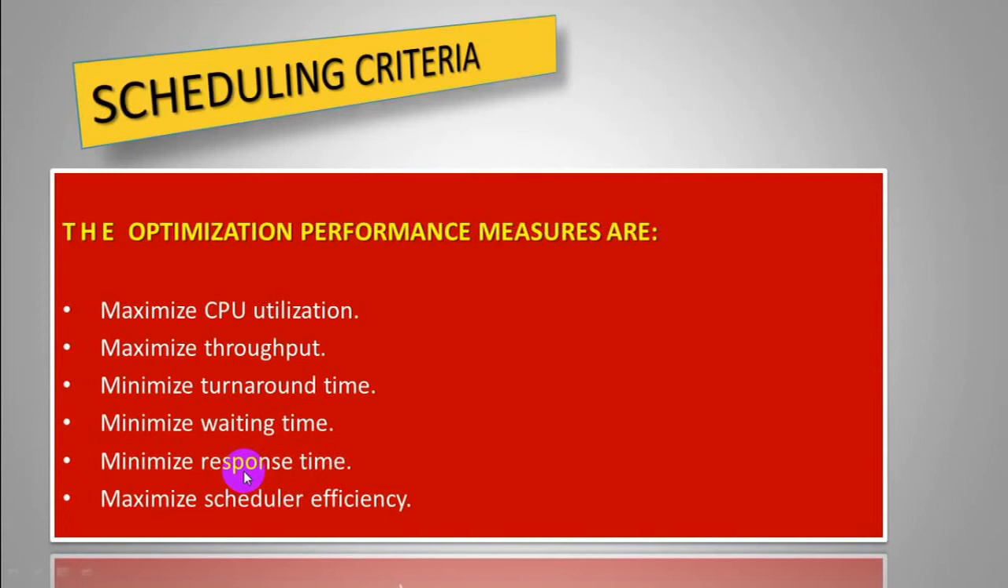So, we can conclude a good scheduling algorithm is one that is able to optimize the above performance measures. The optimization goals are to maximize CPU utilization, maximize throughput, minimize turnaround time, minimize waiting time, minimize response time, and maximize scheduler efficiency.